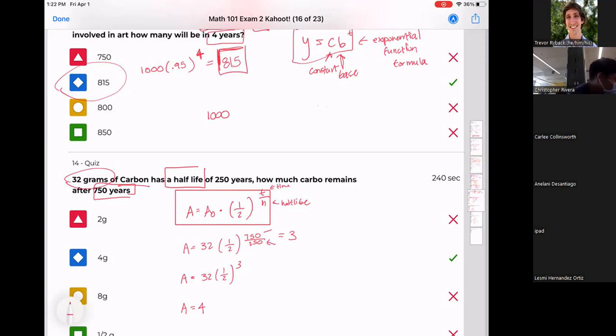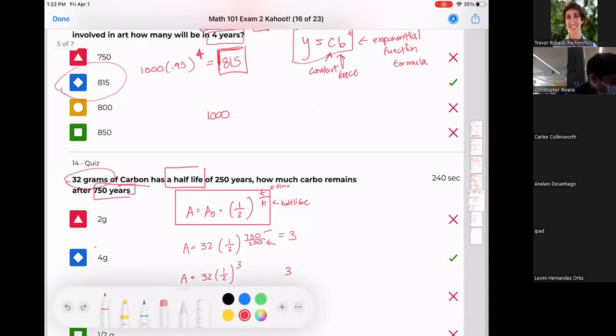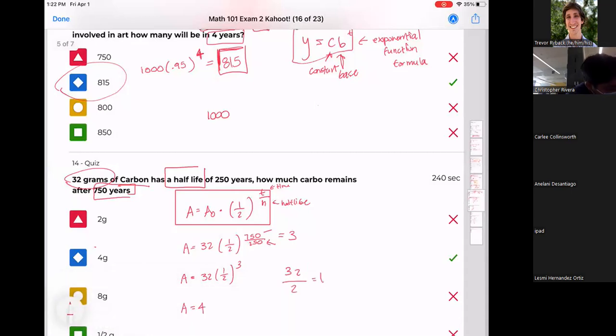Well, 32 times 1/2 is 16. Then we do 16 to the power of 3. I'm showing you this so you can do it by hand when you come across the test, because nothing's going to be done through a calculator. 1/2 is the same thing as just dividing by 2. So 32 divided by 2 equals 16. And then 16 is to the third power, so we would do 16 times 16 times 16.